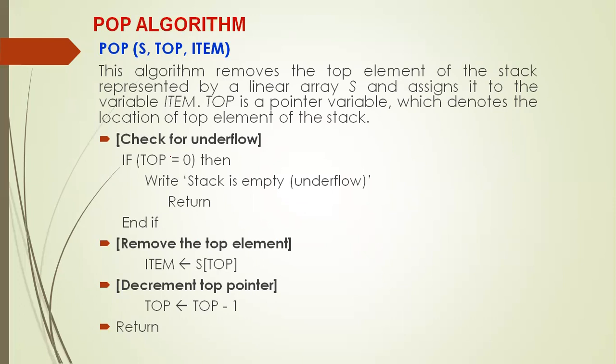Then remove the element. Again, go back. Top is 2. So empty condition is not there. Remove the element from S of 2. S of 2, what is there? 20. So S of 2, 20. The 20 is assigned to item, means item becomes 20. Decrement top. So top becomes now 1.